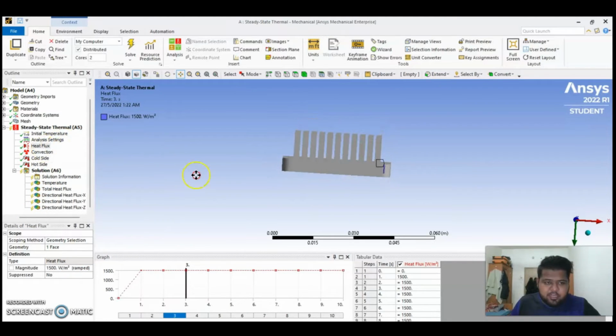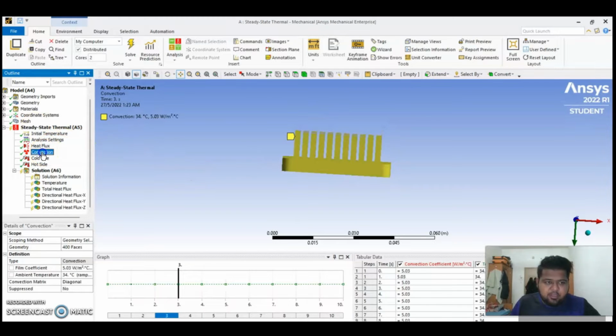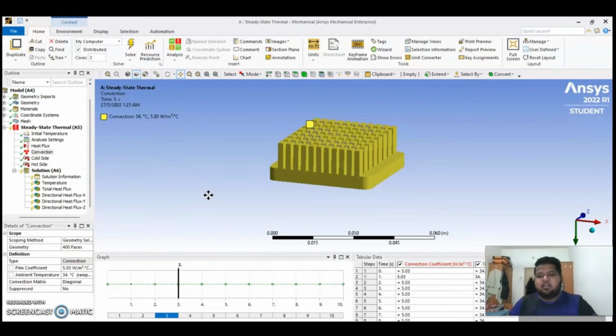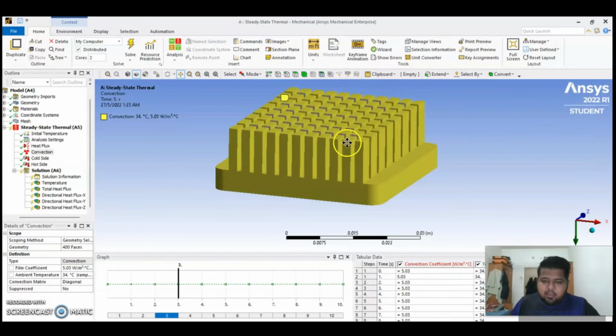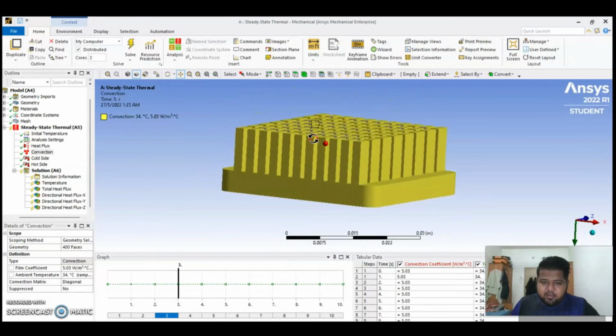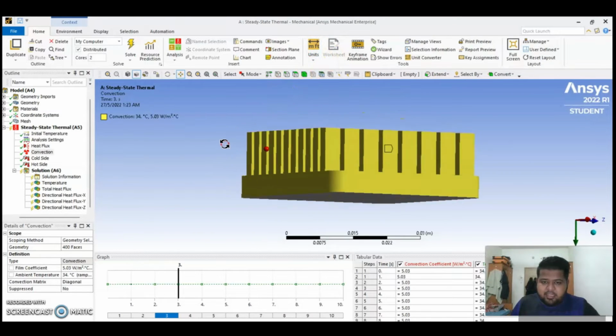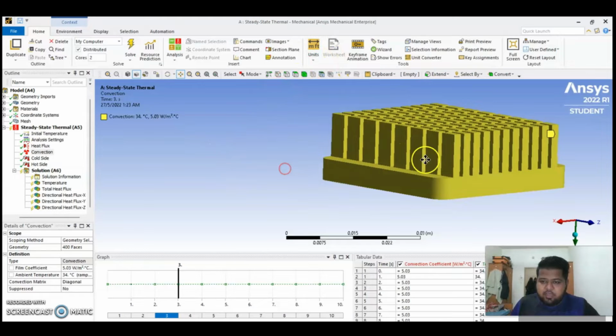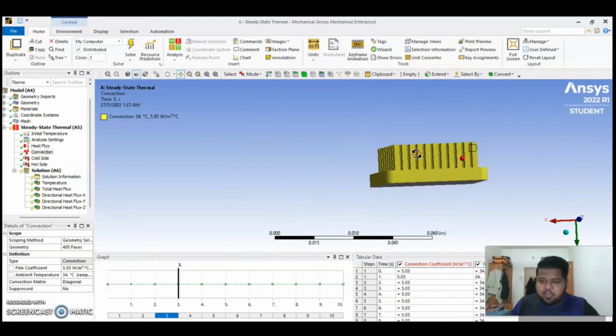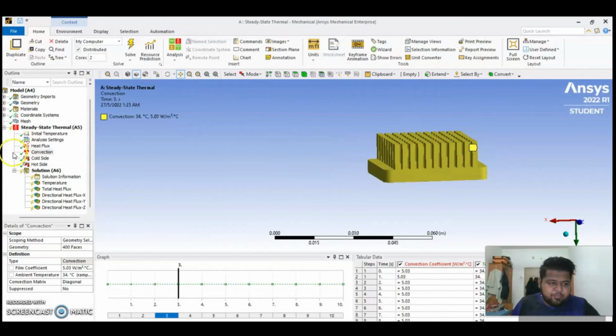Okay, you set your heat flux at 1500. Then you go to convection. Since in convection heat is transferred via convection, you have to select phases and select each body where you feel that convection occurs and heat flow is transferred.